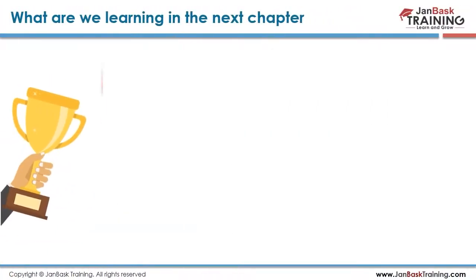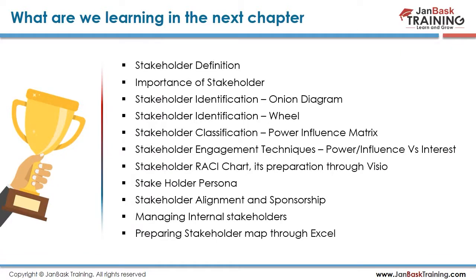So that's all we have for today. In the next class, we'll be talking about the different charts, the RACI charts, what personas are there, what the managing interface stakeholders are, what the different onion diagrams are, and how we're going to identify the stakeholders.